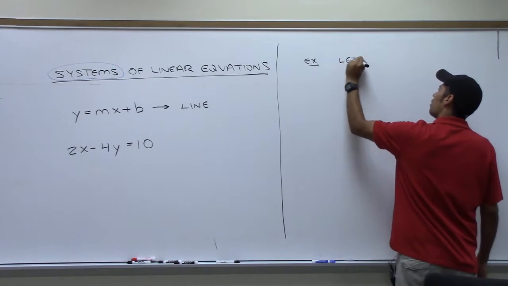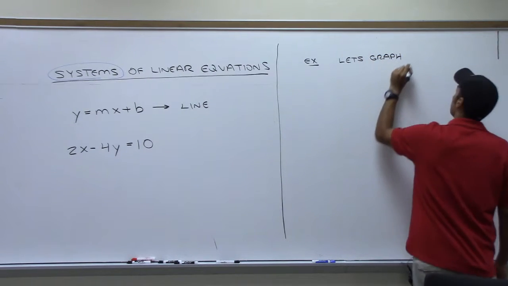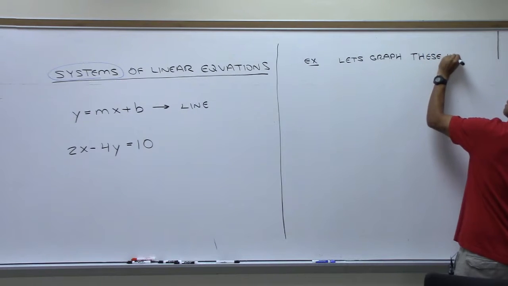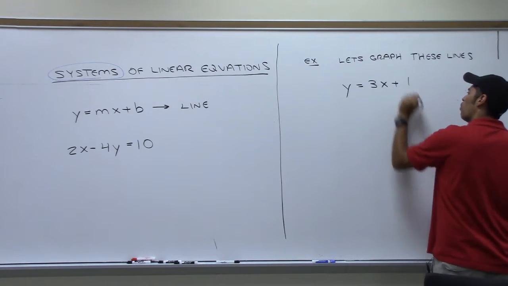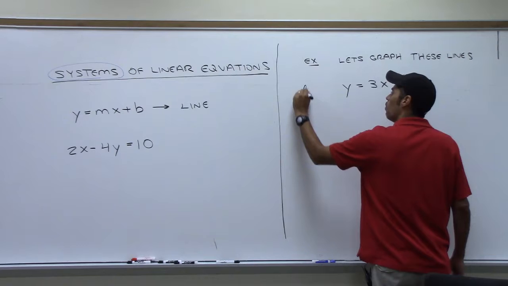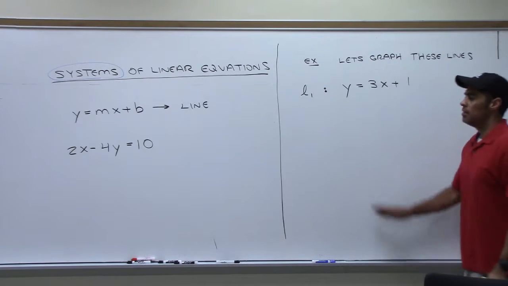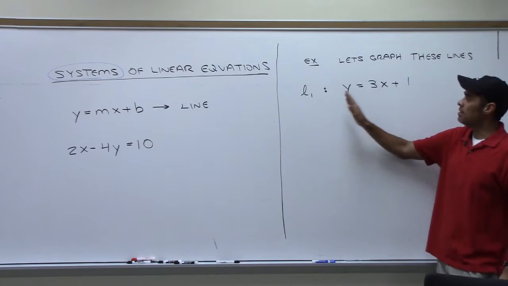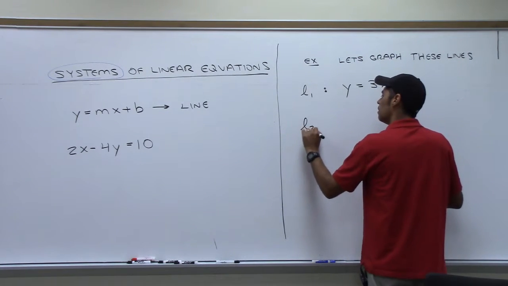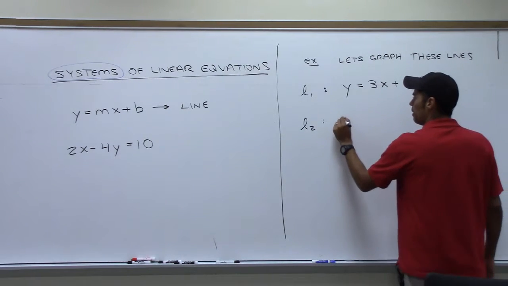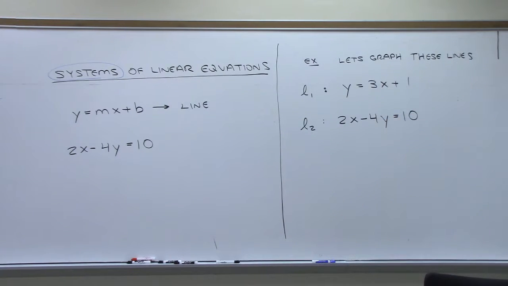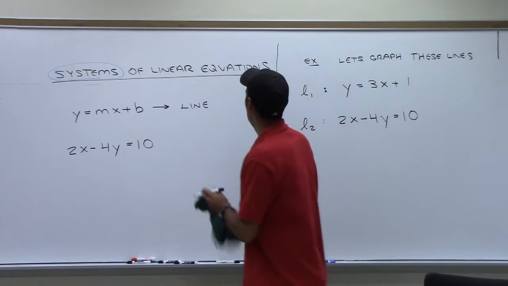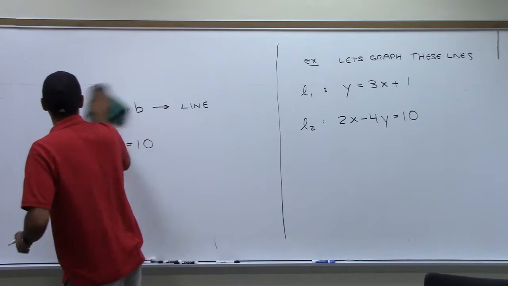Let's graph these lines. So here's the first one: y equals 3x plus 1. And I'll just put over here L1, with a colon, so that you can see line 1 is going to be this one. Line 2, I'll do a little different. How about we just use that one over there? 2x minus 4y equals 10. All right, those are two lines, aren't they? Let's graph both of these together on the same axes, same sheet of paper.